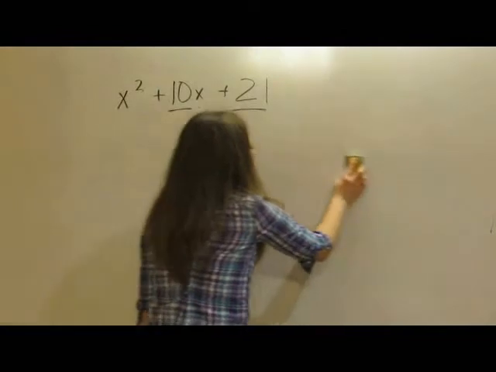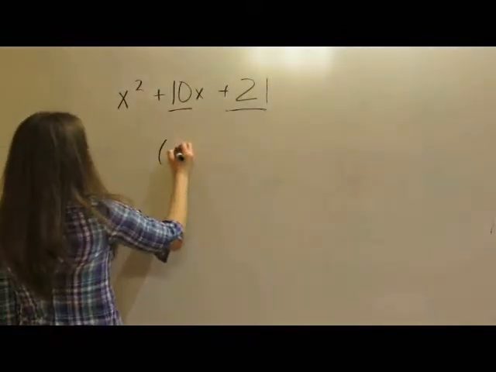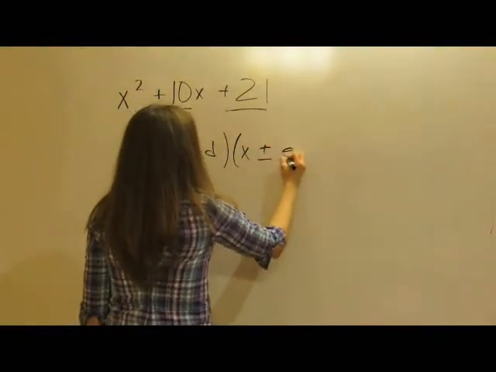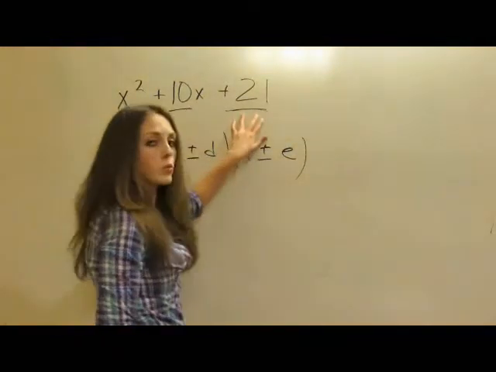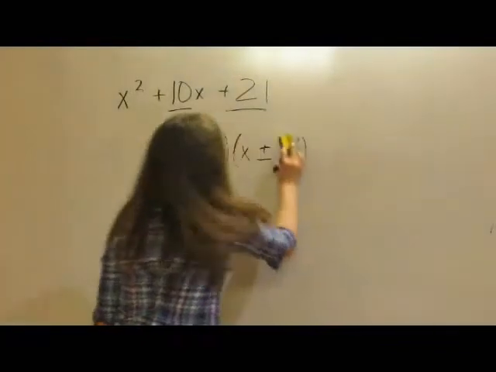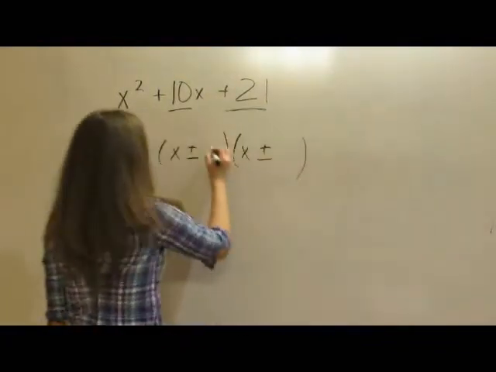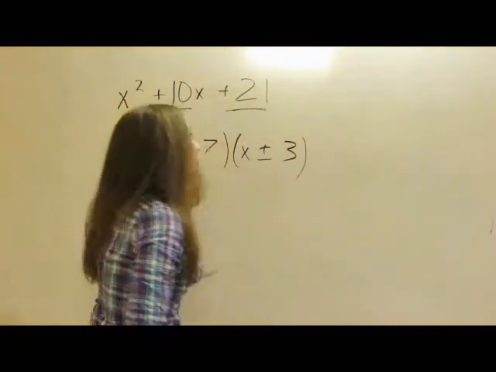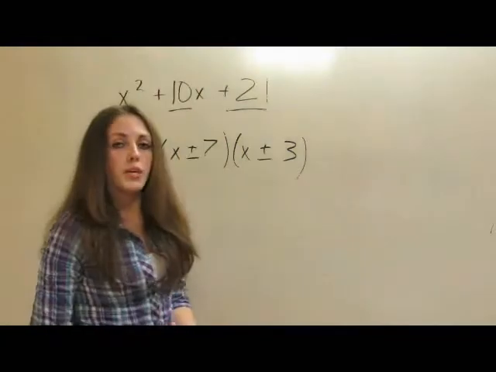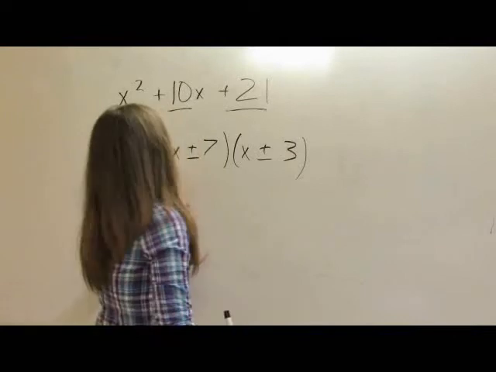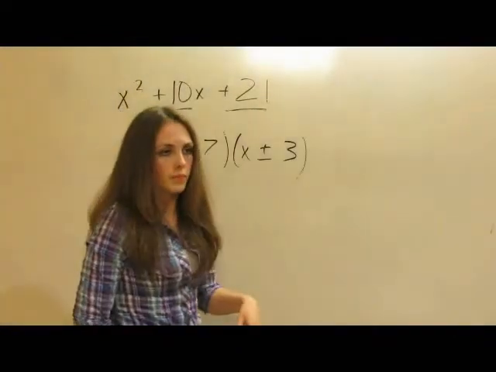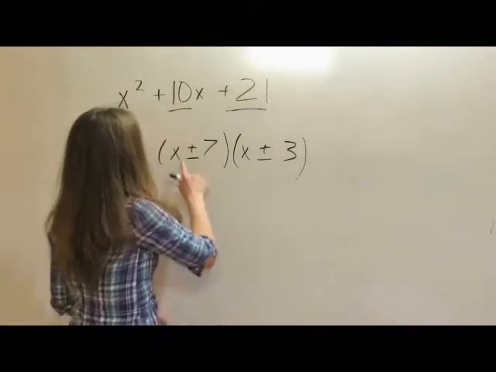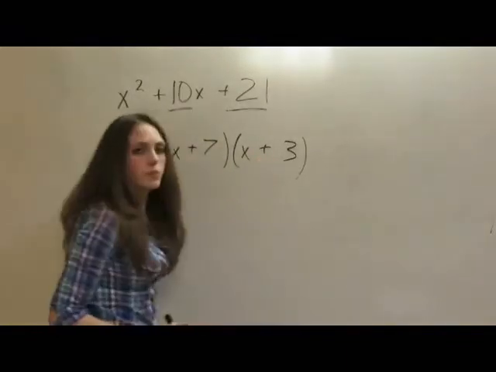Now remember from the notes that the factors are either x plus or minus d times x plus or minus e. We now know, because of looking at the factors of 21, that d and e are 7 and 3. But which do we use? Do we use minus or plus? Well, then we go back to our b value. This is b here. And remember, if b is less than 0, you would use x minus 7 times x minus 3. However, 10 is not less than 0, it's greater than. So in this case, we would use x plus 7 times x plus 3.